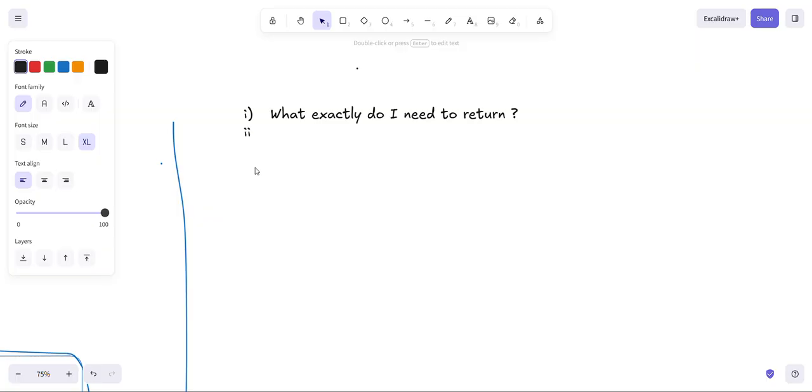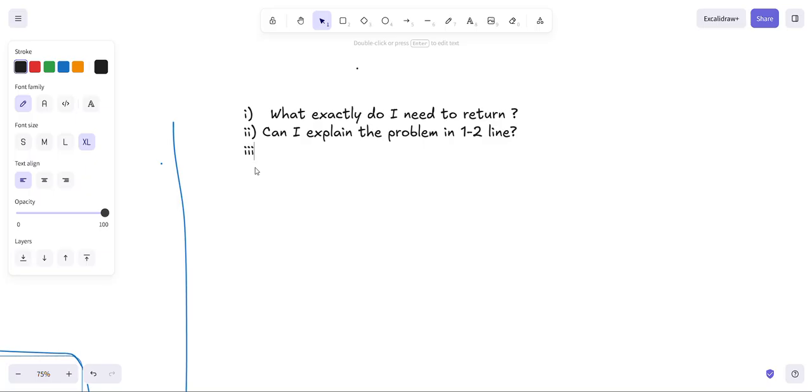And the second one is: can I explain the problem in 1 to 2 lines? This is your second question. You need to ask yourself about the question.